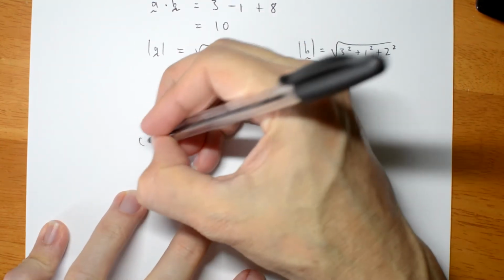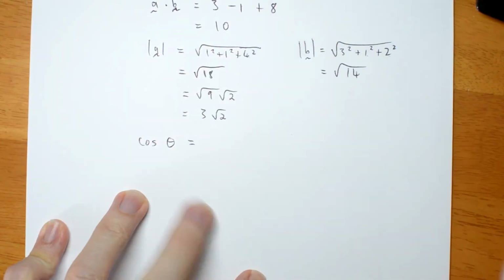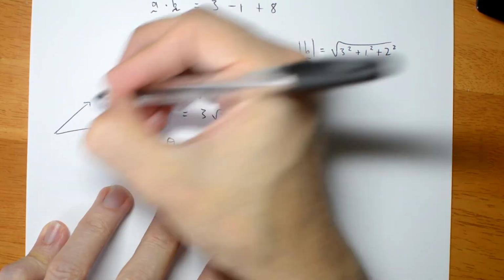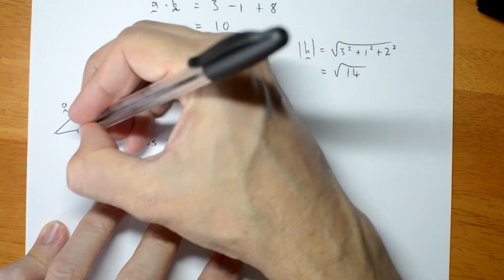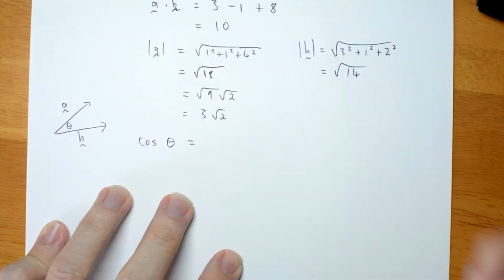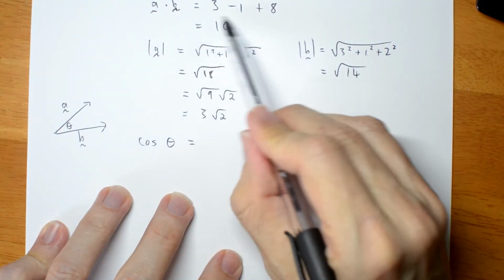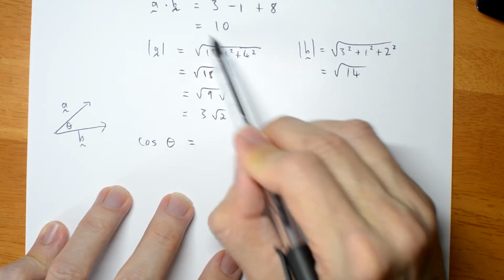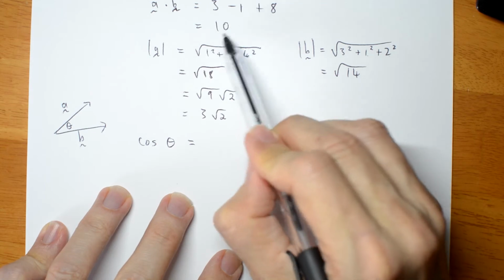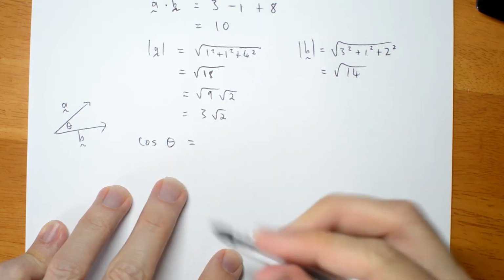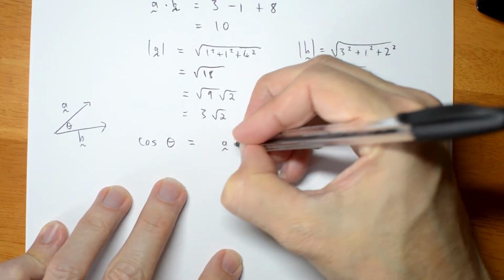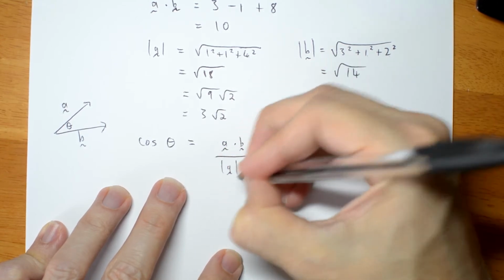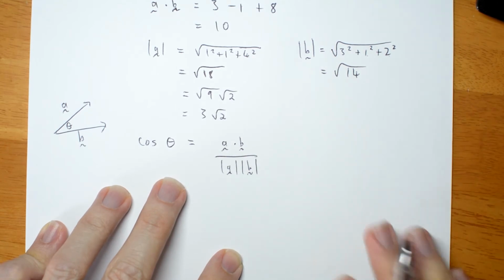So, cosine of the angle between the 2 vectors. Draw a quick diagram to tell me what theta represents. It's the angle between them. If my dot product was negative, I would be getting an obtuse angle. Because it's positive, I'm going to get an acute angle. So I know I can just use that number. It's A dot B over mod A mod B.